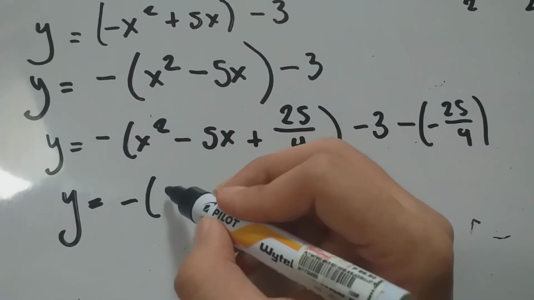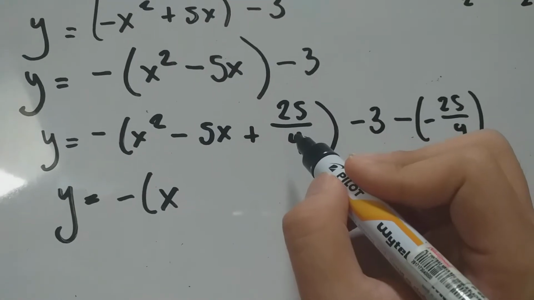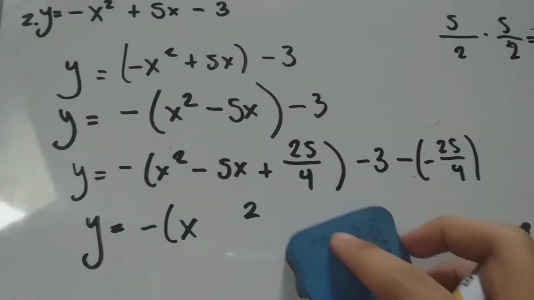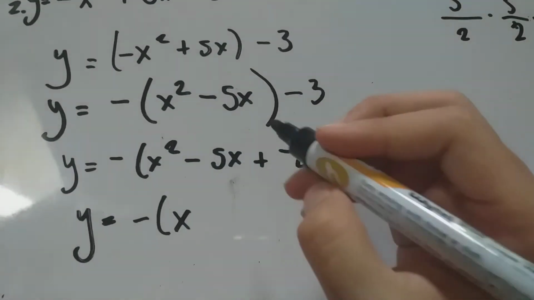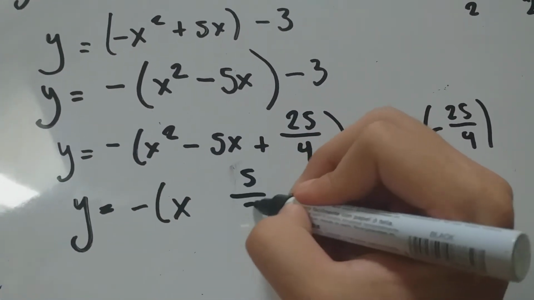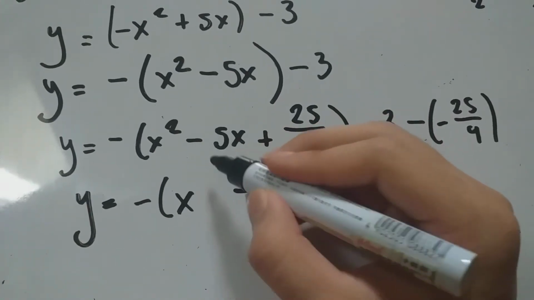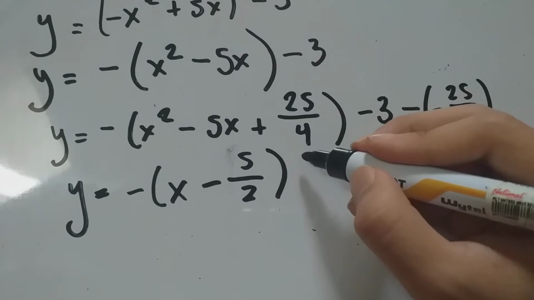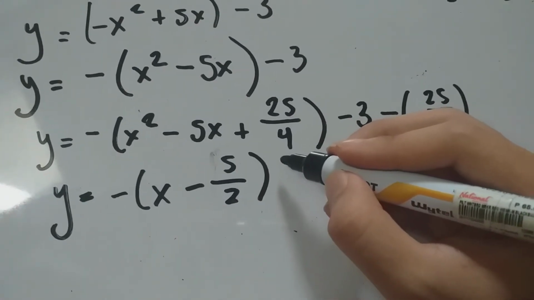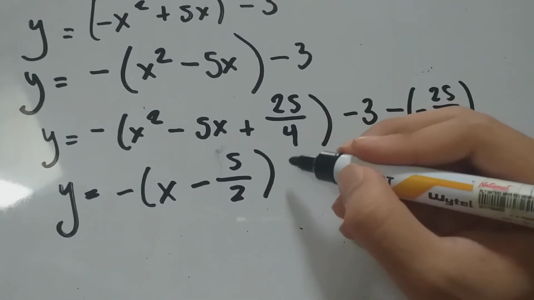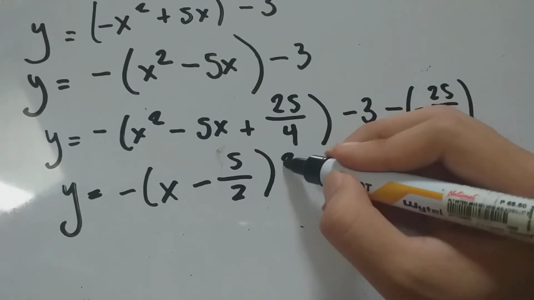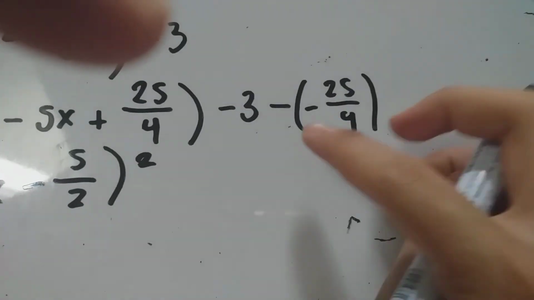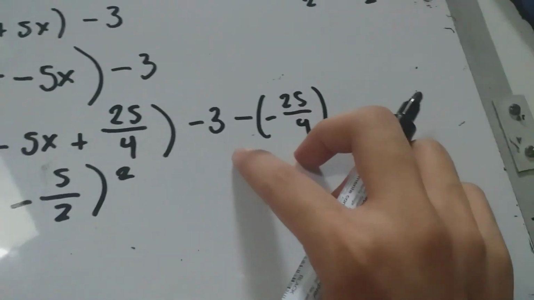So we just simplify the expression. The square root of x squared is x, and the square root of 25 over 4 is 5 halves. The sign in the middle is negative, so it becomes a negative. Then you have this squared. Then how about this? You just have to subtract these two.